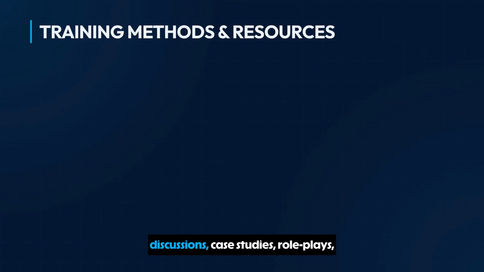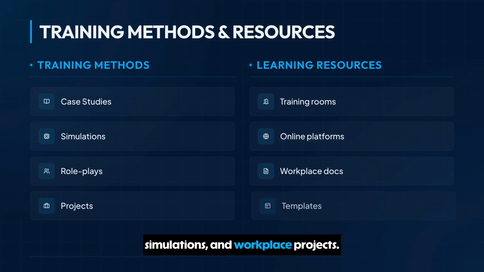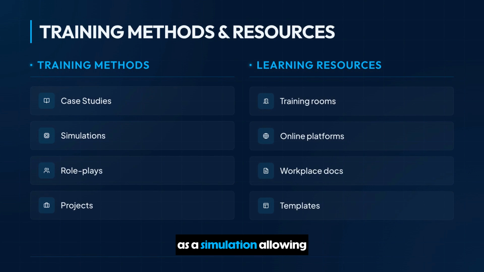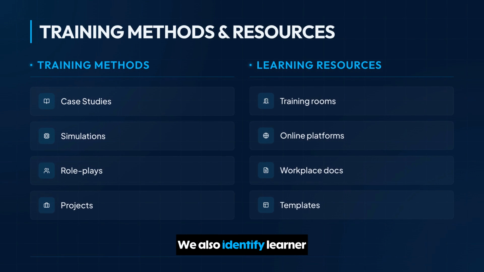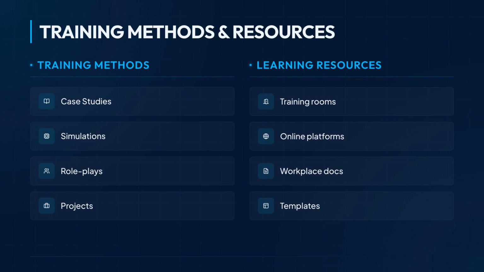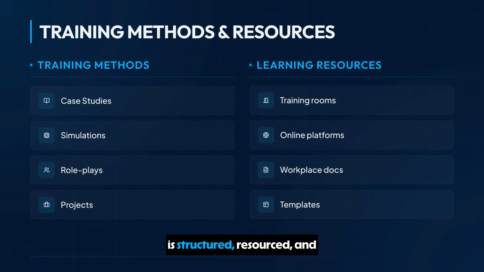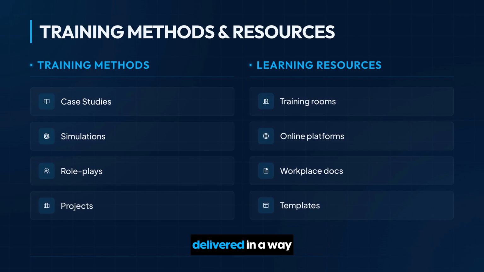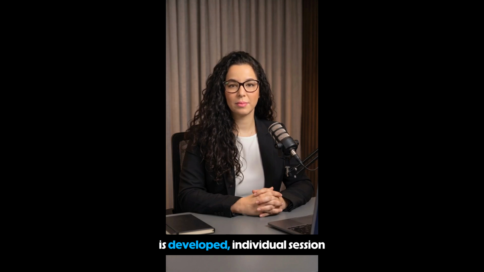Methods can include guided discussions, case studies, role plays, simulations, and workplace projects. Each activity should have a clear purpose, such as a simulation allowing for safe practice before entering a real environment. We also identify learner support arrangements like L&D support, reasonable adjustments, or mentoring. This ensures the training is structured, resourced, and delivered in a way that truly enables learners to succeed under the 2025 outcome standards. After the overall plan is developed, individual session plans can be prepared.